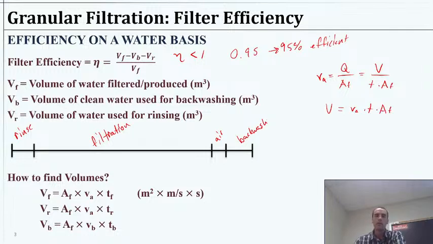So this should be very intuitive, right? Almost stupidly so, it's pretty obvious that you can get here. And again, a good reason to pay good attention to your units. So the volume filtered then would be the area of the filter times the loading rate times the time during filtration. The volume that we used for rinse would be the area of the filter times the loading rate times the time for the rinsing stage.